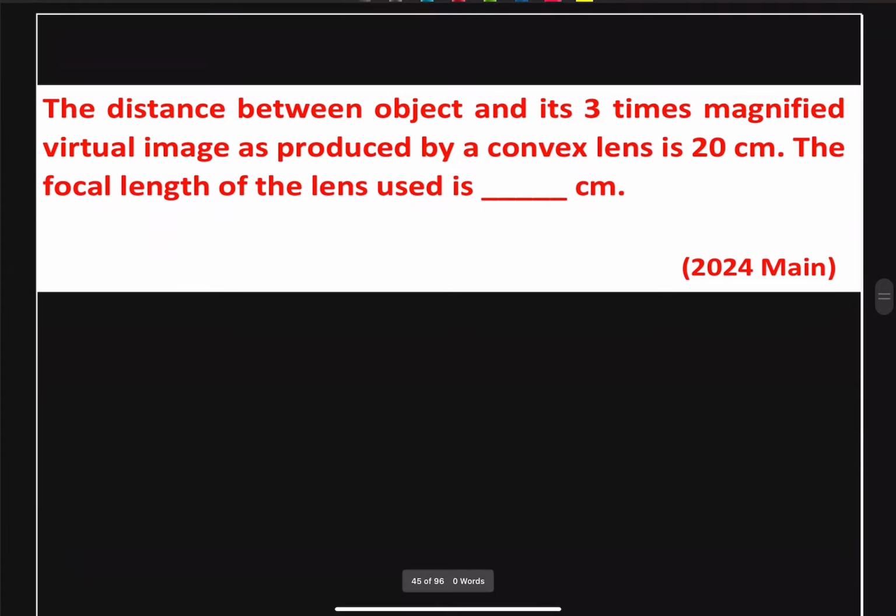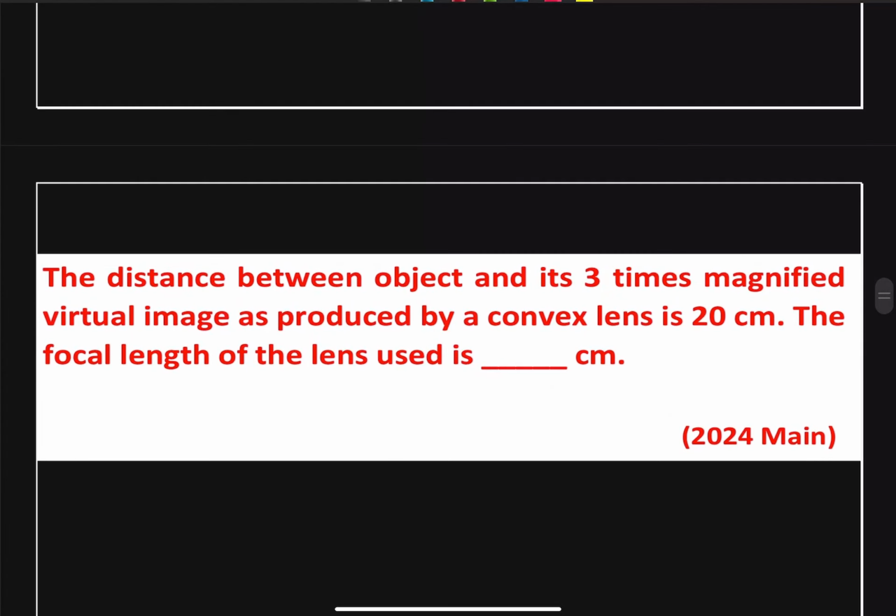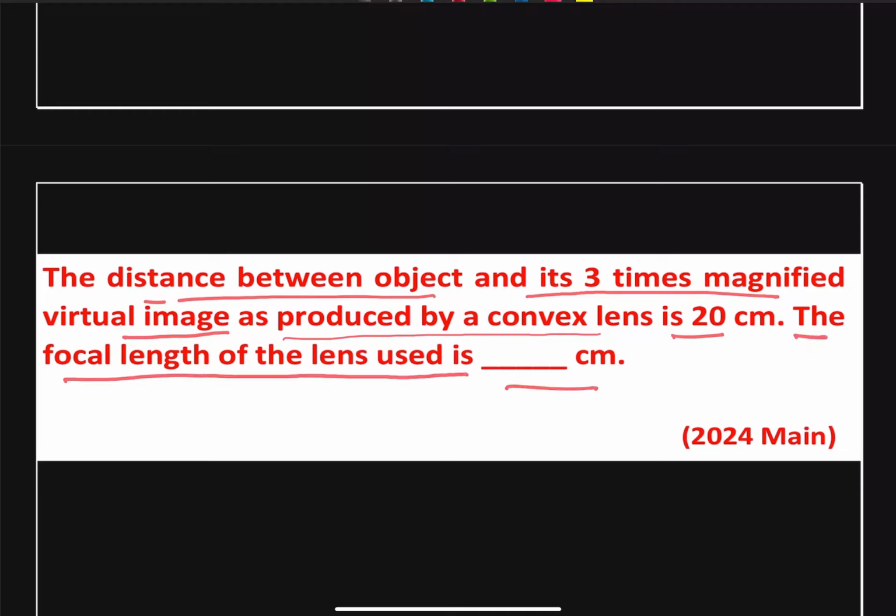Next question, and it states that the distance between the object and its 3 times magnified virtual image as produced by a convex lens is 20 centimeter. The focal length of the lens used is dash centimeters. So we have to find out the focal length of the lens used.